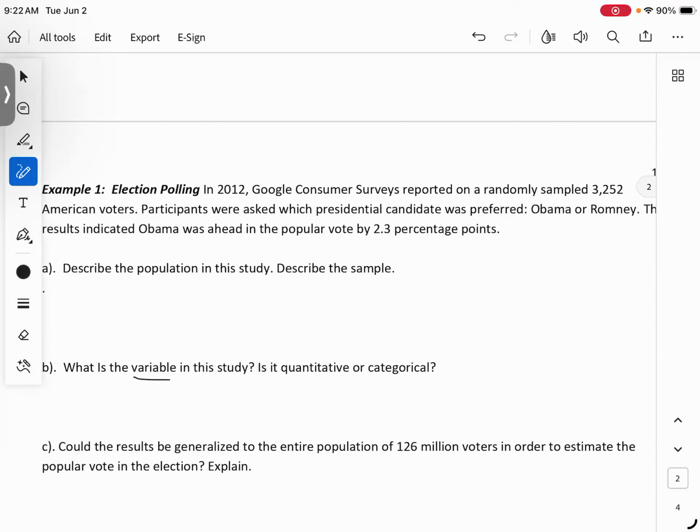And again, if you're wondering, wait, what am I looking for? As you read the prompt, underline who was the target of the study, who was it that they were trying to collect information from. Those would be your cases. And then underline the variable. What was the thing that they were after? What sort of information were they trying to collect from each of these individuals?